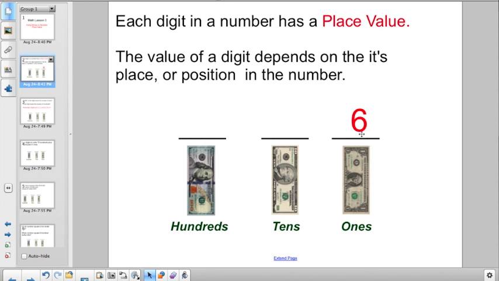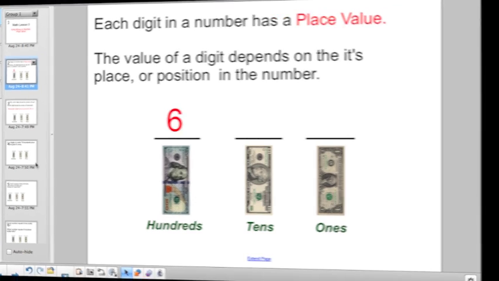So if I had a 6 in the first place here, that would be the same as 6 ones, right? But if I took this 6 and moved it over here, now it's worth 6 tens. Well, how much money would be 6 tens? Hopefully you know that's $60, or 60, right? And if I move that 6 way to the left, now it would be worth 6 hundreds, or 600. That's all they mean by place value. Where the digit is determines its value.